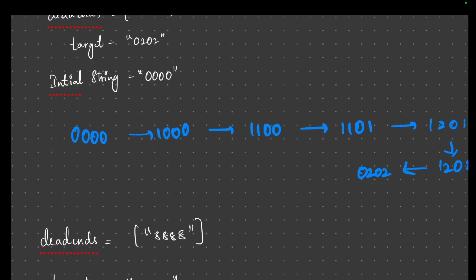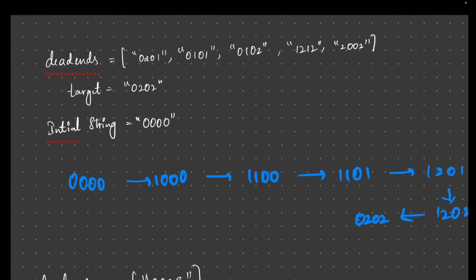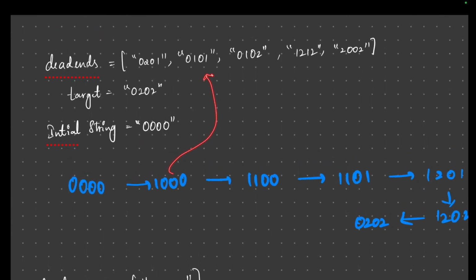So the initial string is 0000, and next I've chosen this particular position, the leftmost position, the most significant bit position if I'm talking in terms of bits. So this position is chosen and it is turned to 1. Okay, so check if this newly arrived number is present in this list or not.